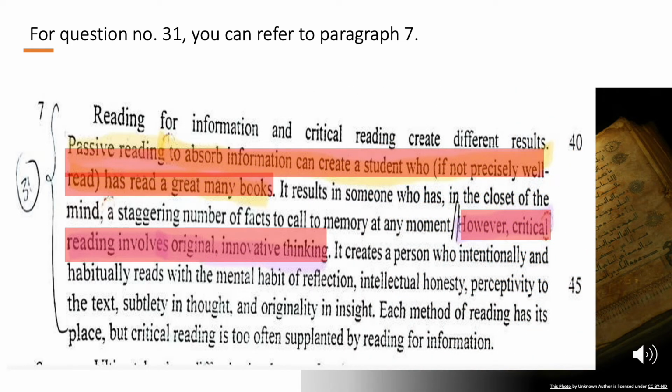Here is paragraph 7 that students need to refer to in order to answer question number 31. Students need to look at line 40 to 42 and line 43 until the end of the paragraph, where students can clearly see that it is comparing reading for information purpose and how to read critically.